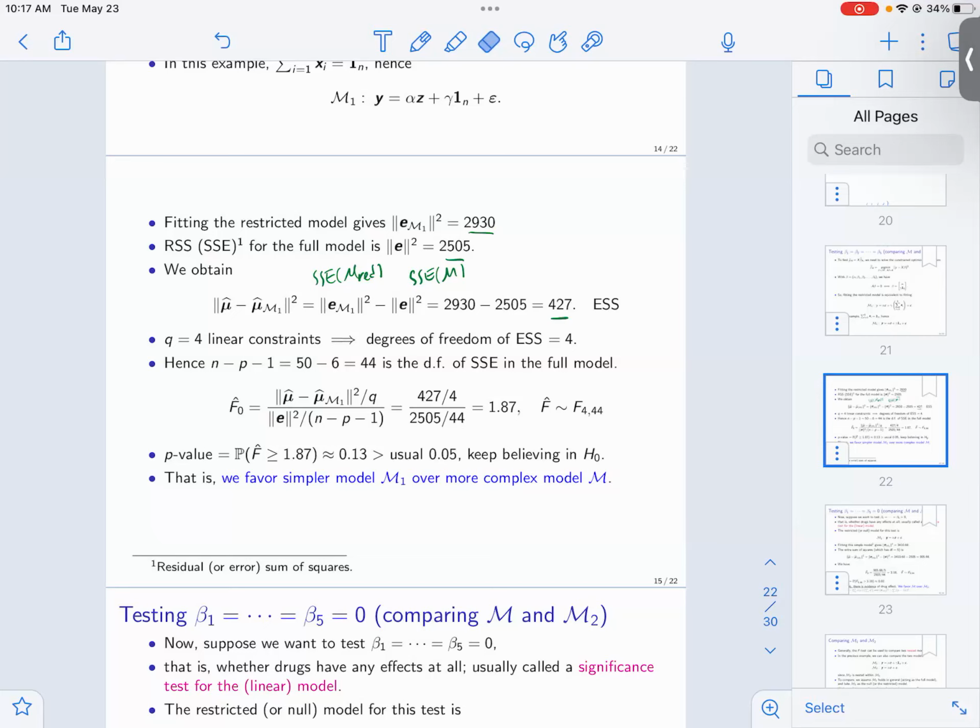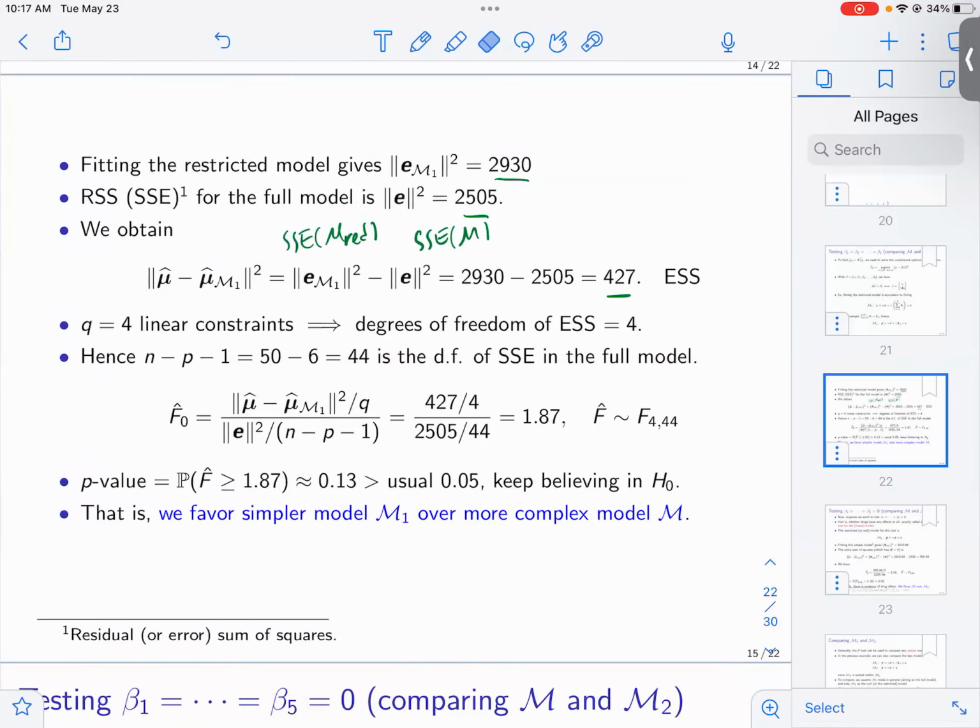And so in this case, you get 1.87, compared to the tails of this F. The probability that this is bigger than 1.87 is 0.13, which is the p-value. The p-value is bigger than the usual value, so you do not reject it.